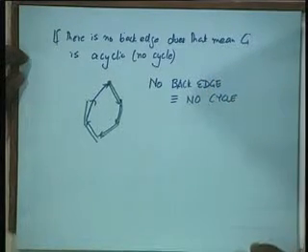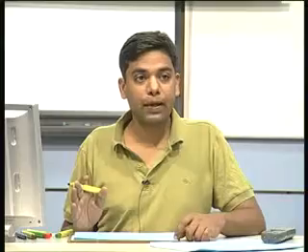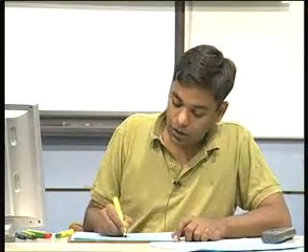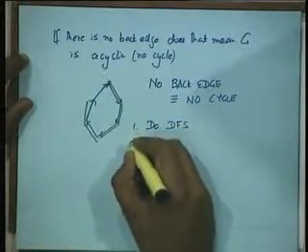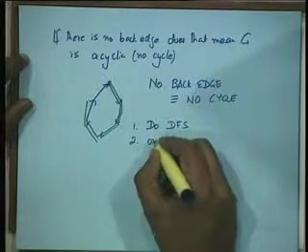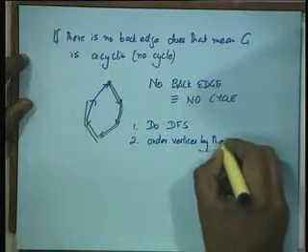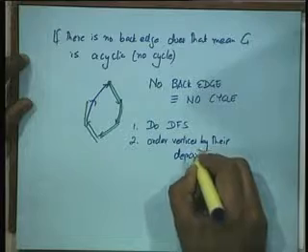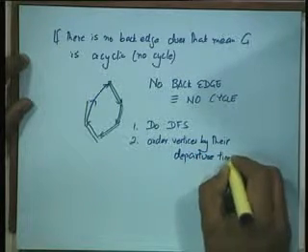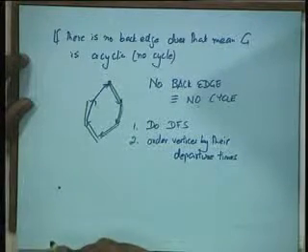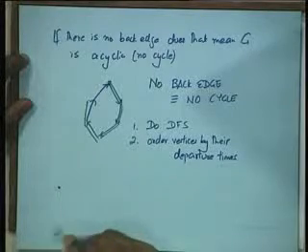Let me do the following. I will do a depth first search, and now I will order the vertices according to their departure times. So, do DFS, order vertices by their departure times. What does that mean? Let us say I will first put down the vertex which has the largest departure time.